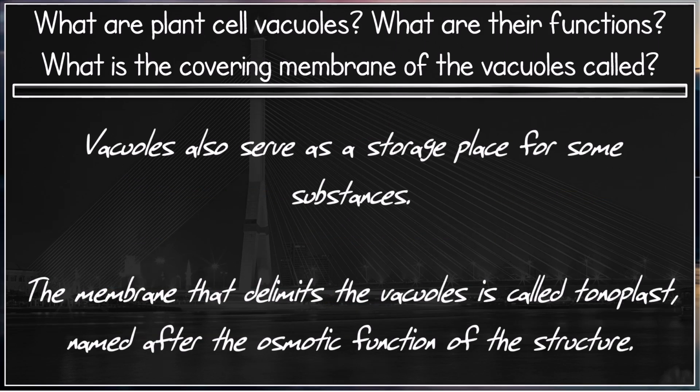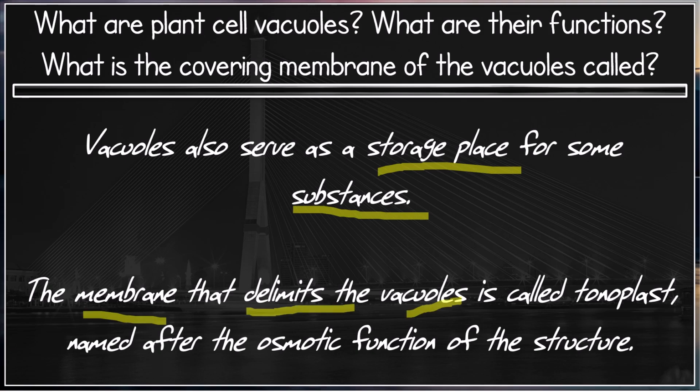Vacuoles also serve as a storage place for some substances. The membrane that delimits the vacuole is called the tonoplast, named after the osmotic function of the structure.